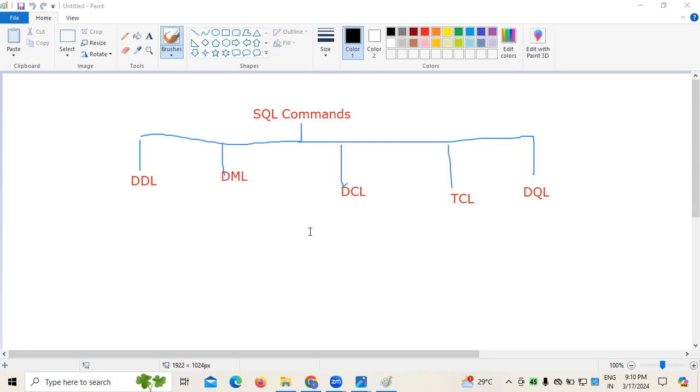The first one is called create. This is the one used to create a new table. For example, if you want to create any new table, create is the command which is used by you. Understood? Clear?